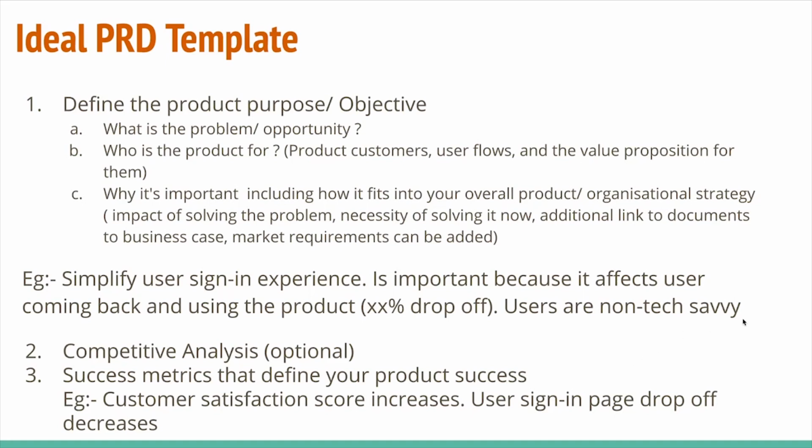And why is it important? Because it affects users coming back and using the product. I can put a number to it. I can say that the drop-off percentage is XX, maybe it's 10%, 20%. A little bit more detail on my product customer: users are not tech savvy, which also gives a context on how the PRD is going to flow.